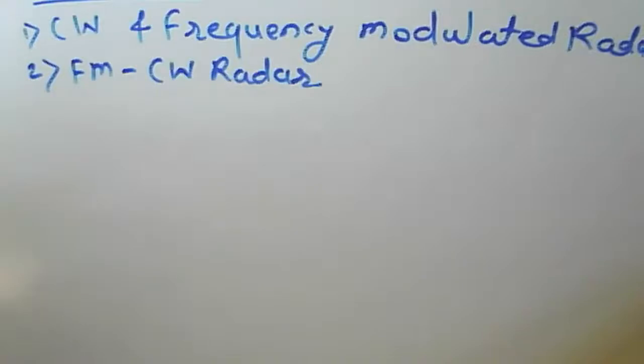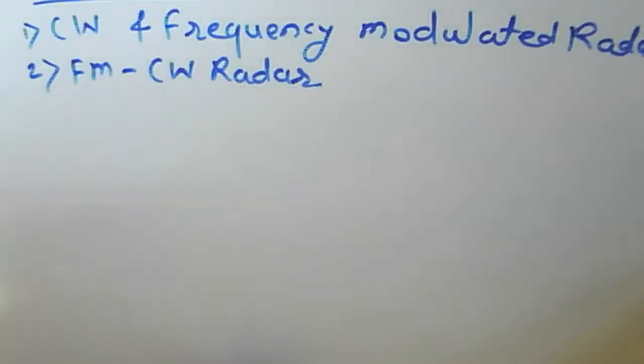We start a new topic on continuous wave and frequency modulated radar. We will discuss their transmitter and receiver, and how to obtain the radar range and detect objects. To understand this, we need to learn the basics of Doppler frequency shift. After that, we will discuss how a continuous wave radar works, and then we will learn about frequency modulated radar.